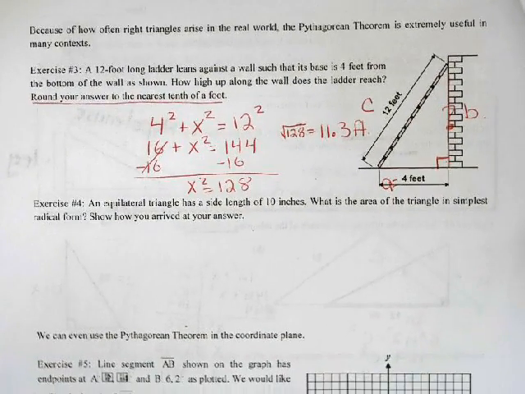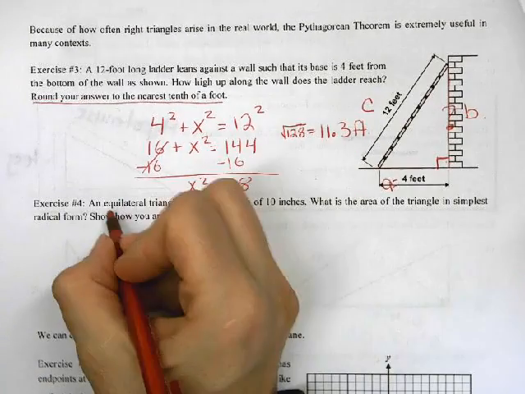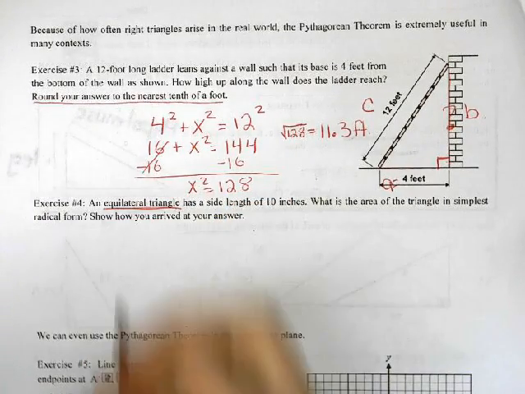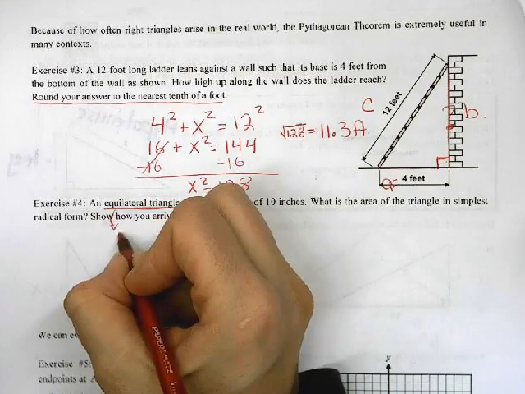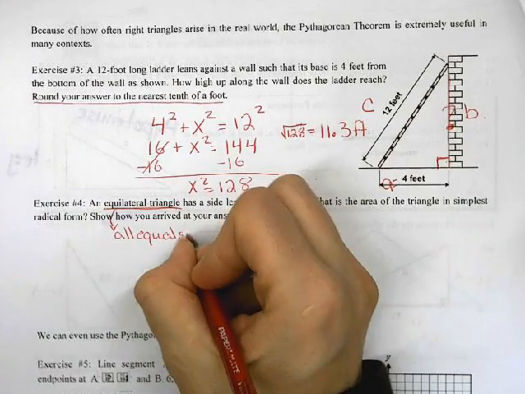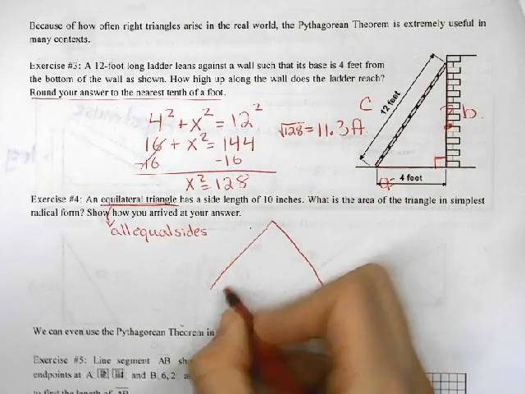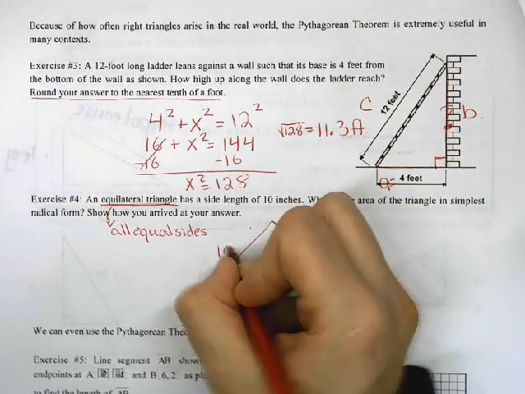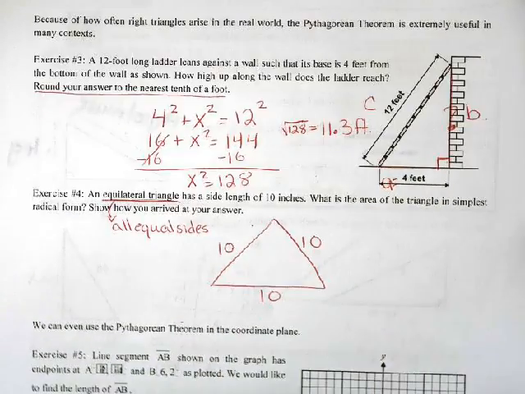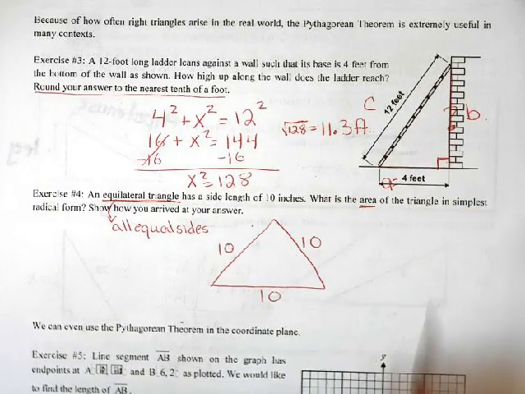Okay, going over exercise 4. Right, so it's got more key vocabulary in here, where it first starts off with an equilateral triangle. So if you're not familiar with what an equilateral triangle is, it's a triangle with all equal sides. Okay, so if I draw this triangle, it's going to have the idea that all these sides are 10. Okay, and it's going to ask me, what is the area of the triangle in simplest radical form?